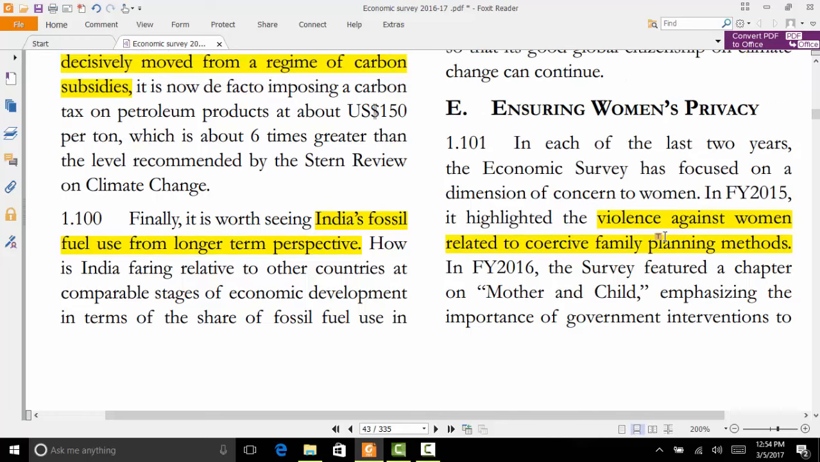Come to the next one, ensuring women's privacy. Now you can see there, financial year 2015, the violence against women related to coercive family planning methods. Now it's a very important point. ठीक है, अब क्या समझते हैं इस सिंगल एक लाइन से?